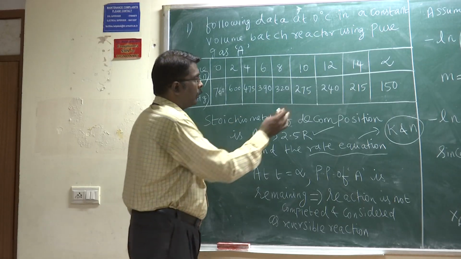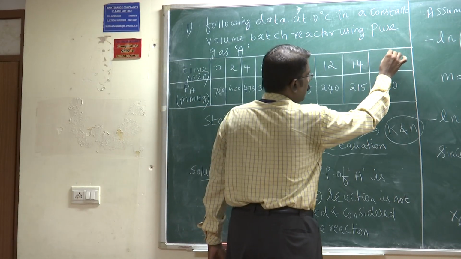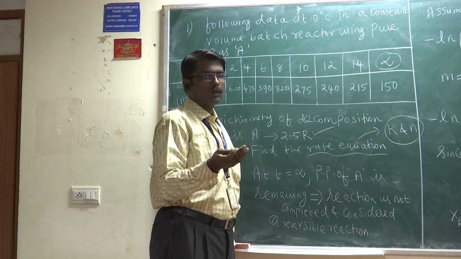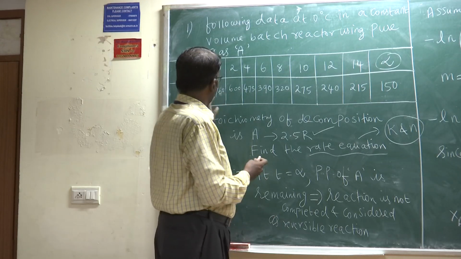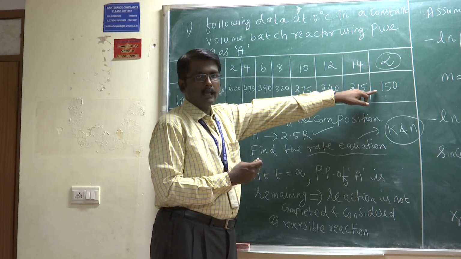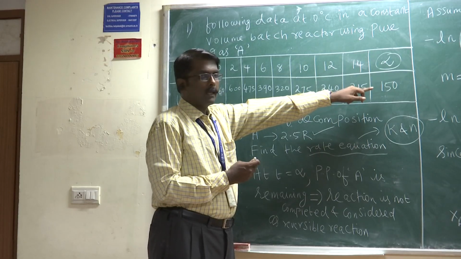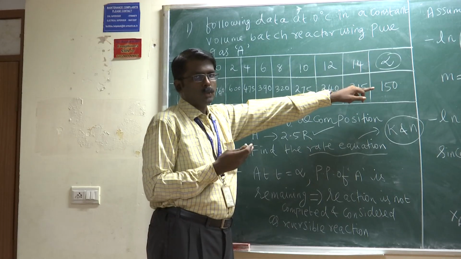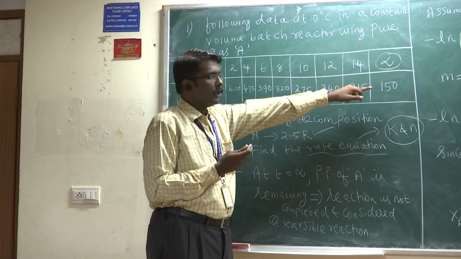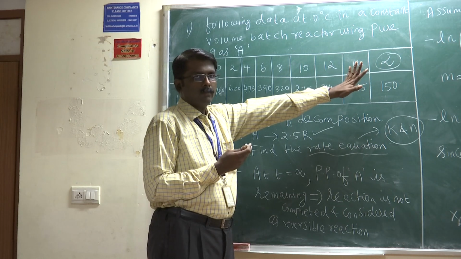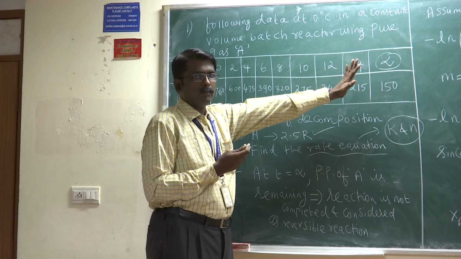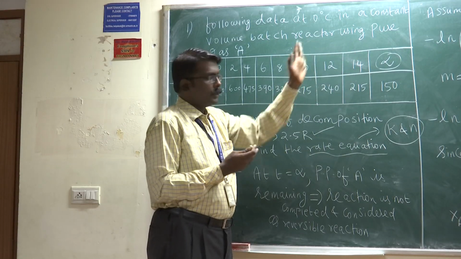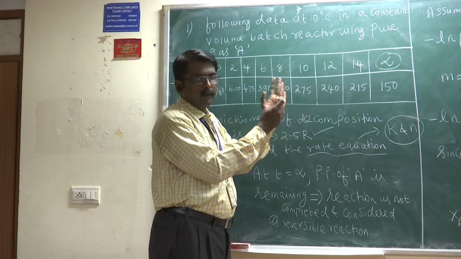For example, from the data we observe that at t equal to infinity, that is after a longer reaction time also, there is some partial pressure of A obtained. That means the component A is still there even after infinite time. That means the reaction is not completing within finite time. Even at infinite time we have some residual component of A left in the reactor.